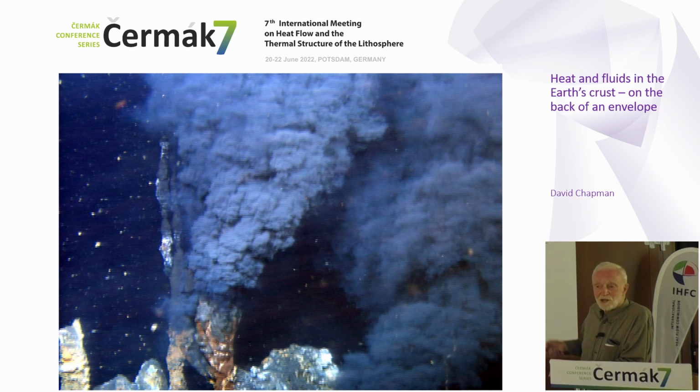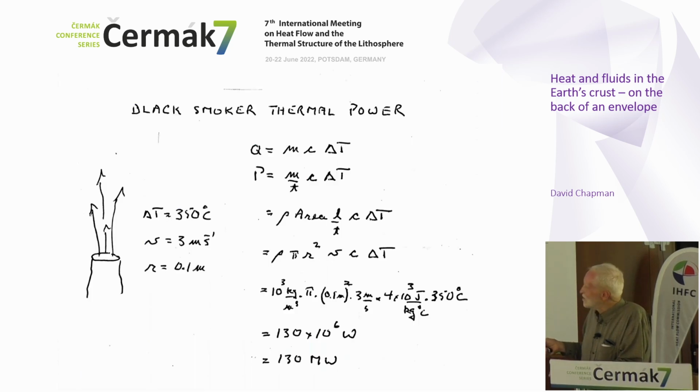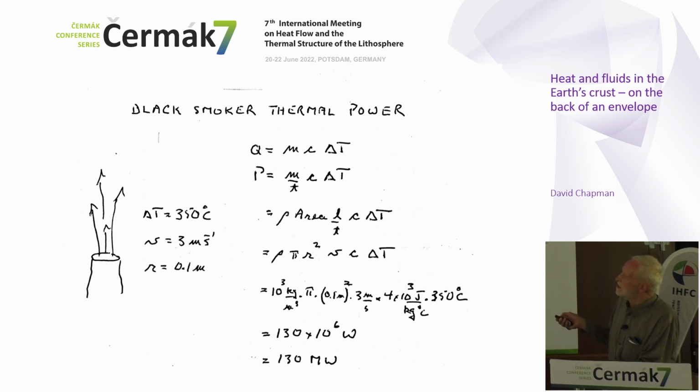So my question is, how much heat is coming out? So we'll go back to an envelope, and if we have fluid coming out of a pipe, then the amount of energy is just equal to mc times delta T. The power you divide by time, so all we need to know is the mass flow. They measured in that submarine a temperature of 350 degrees C, a velocity by a film of about 3 meters per second of the stuff coming out, and the radius of this tube is about 1/10 of a meter. If you plug those numbers in, this little black smoker is 130 megawatts.